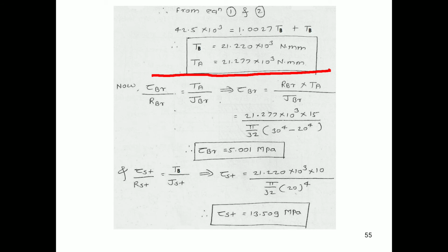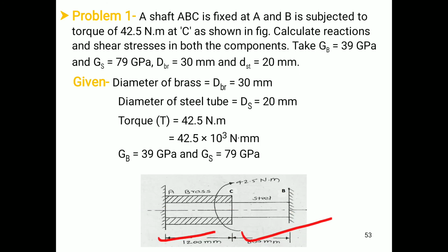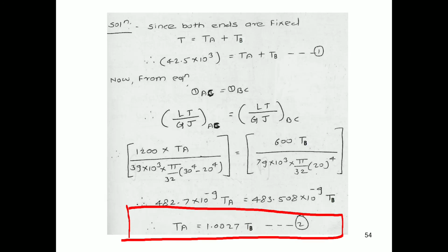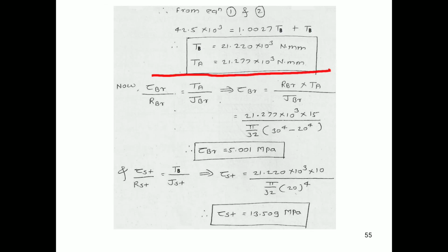So in this manner, we have found the reaction at A and the reaction at B. That is the first aim of solving the numerical based on the indeterminate shaft, to find the reactions in terms of torque value. The second question asked in the numerical is to calculate the shear stresses in both the components. Once you know the values of TA and TB, we can easily find the shear stresses in both the shafts by using the torsional formula.